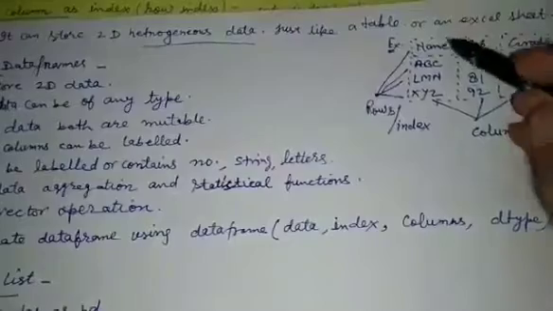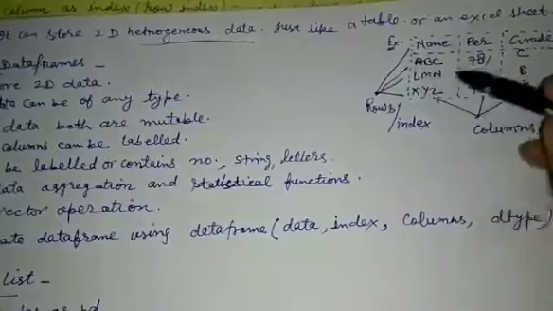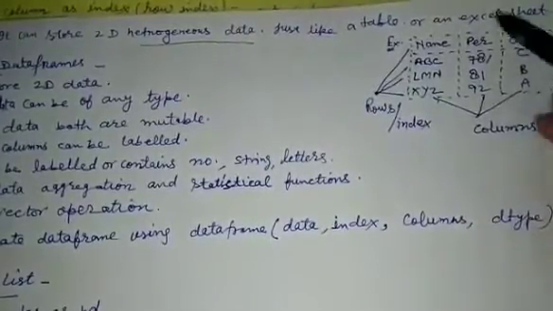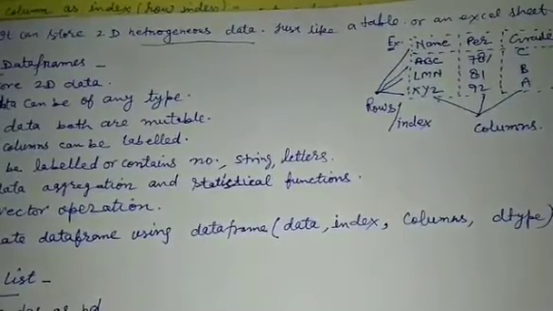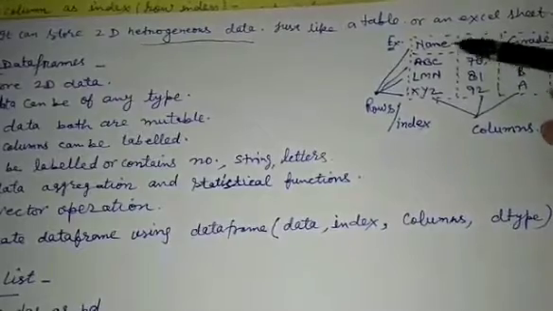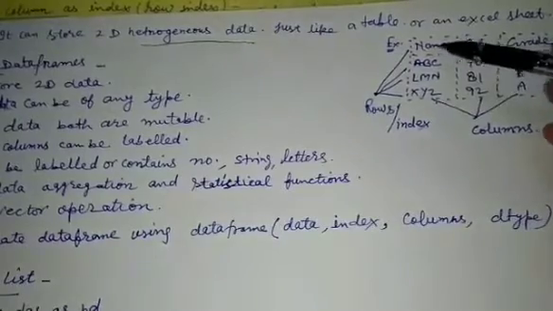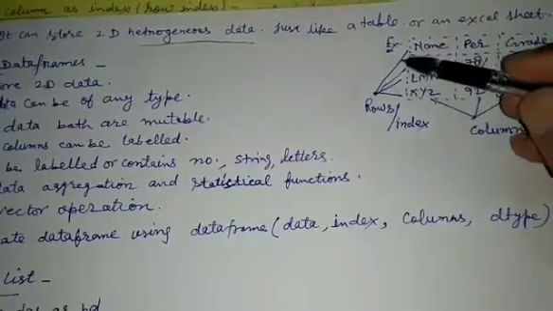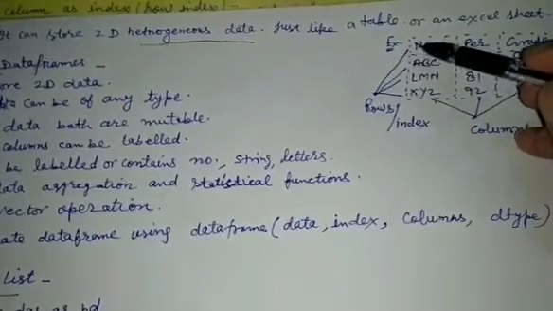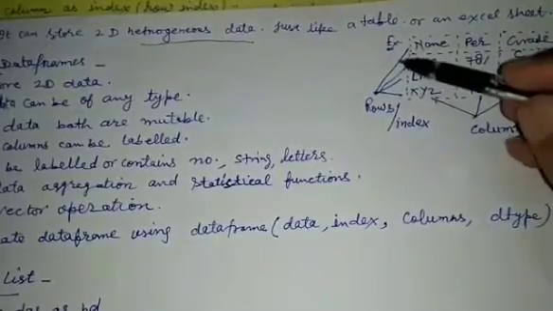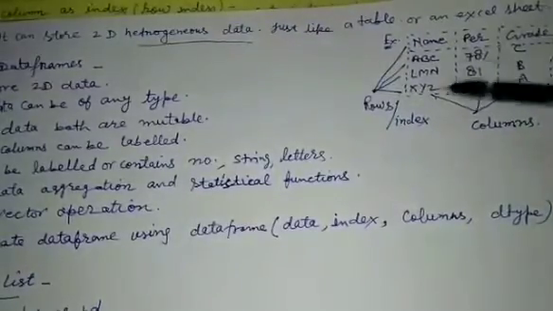So you can see that this structure is quite similar to a table having rows and columns, or an Excel sheet. You have done a lot of work on Excel sheets. It is just like an Excel sheet because you can name the columns and you can also name the rows. Just like in Excel, you have columns A, B, C and rows 1, 2, 3. You can also provide names to the rows and columns in a data frame.